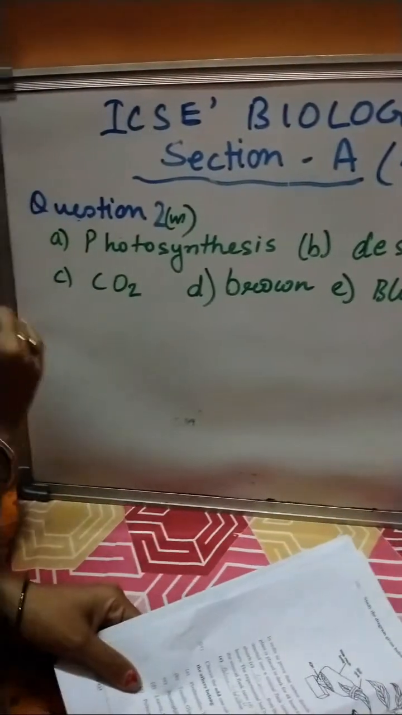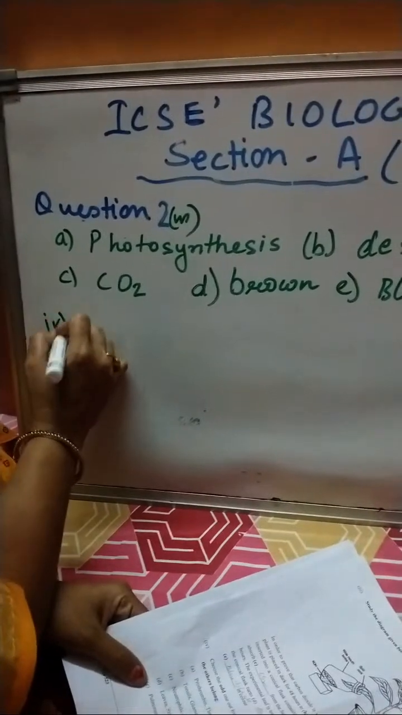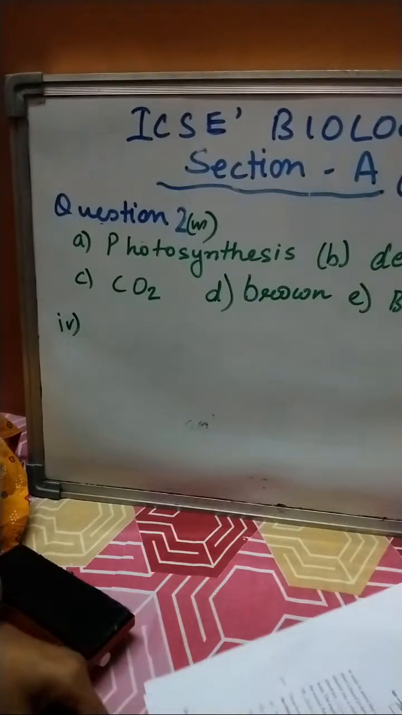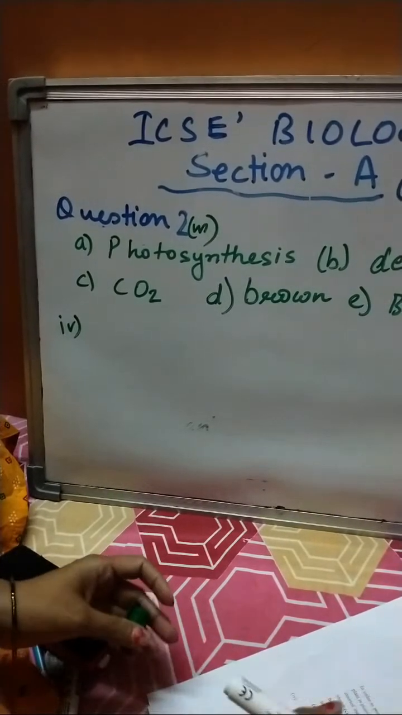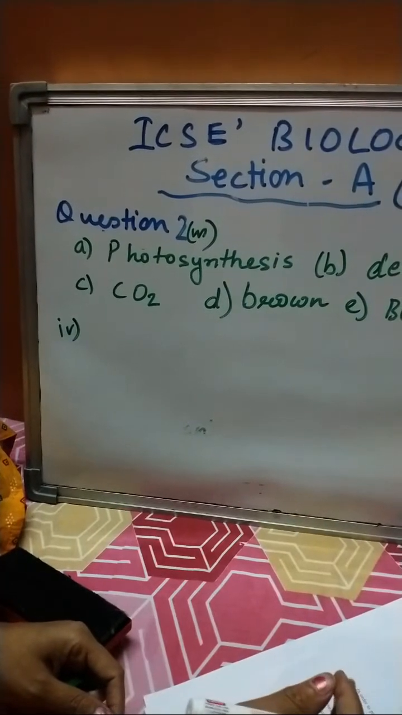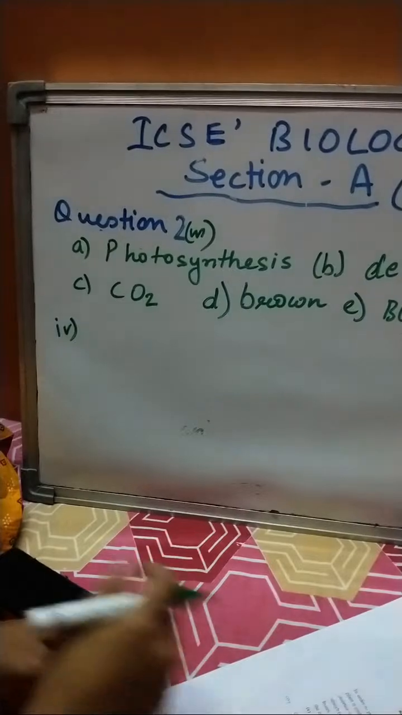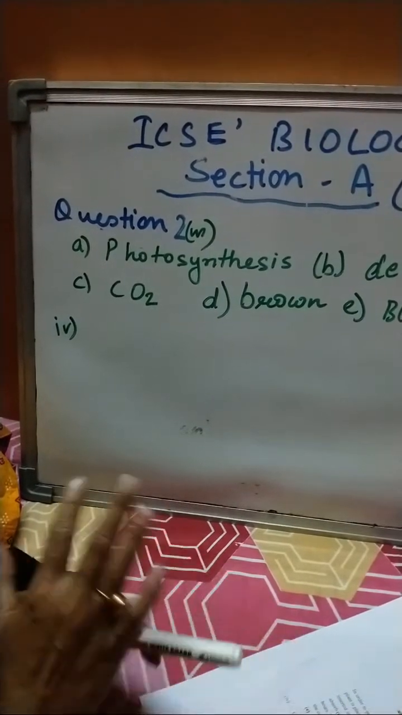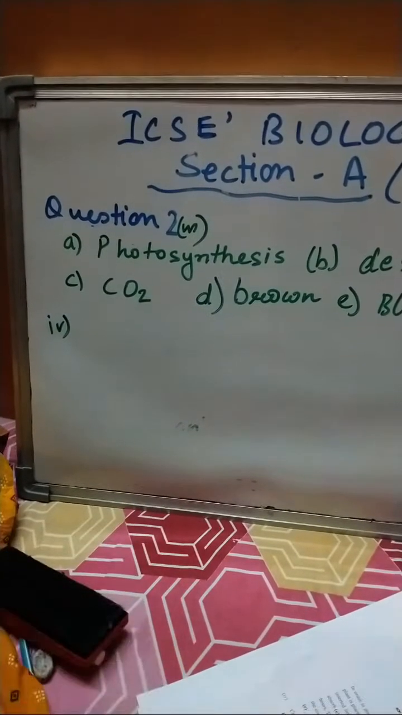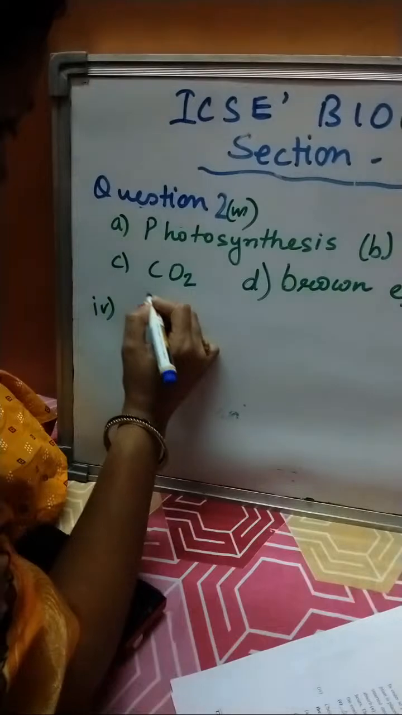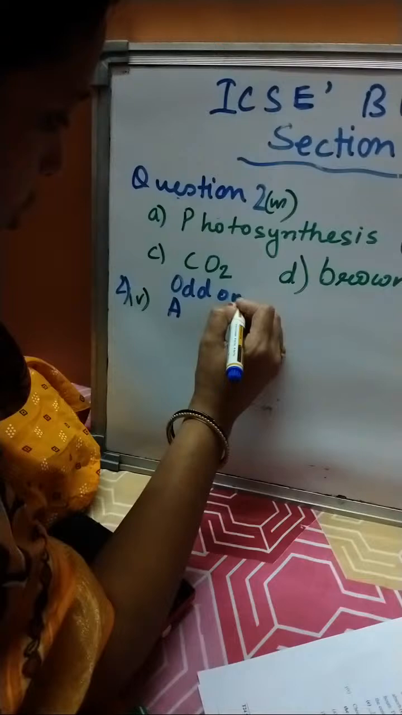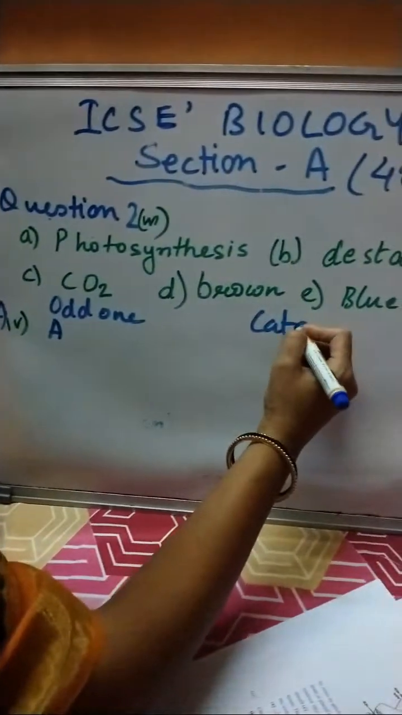We'll go to question number 2 subpart 4, that is, choose the odd one out from the following terms and name the category to which they belong. So the first one is A: prothrombin, thrombin, fibrinogen and albumin. Now most of them are related to coagulation of blood. What is the odd one here? The odd one here is albumin. So for question number 2 subpart, the odd one I am writing on top, and category here I would be writing.